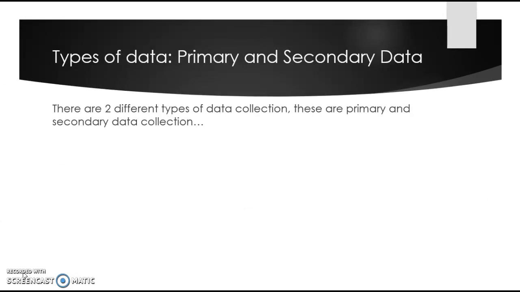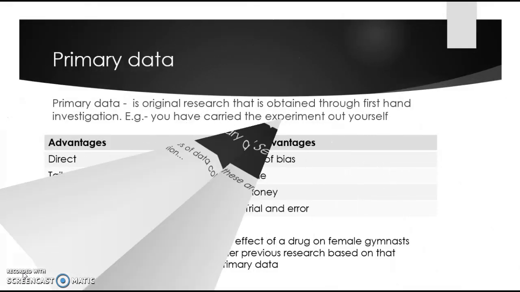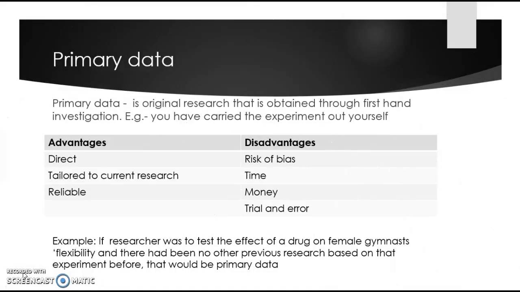There are two different types of data collection, and these are primary and secondary data. Primary data is an original research that is obtained through first-hand investigation, e.g., you have carried out the experiment yourself. The advantages are it is direct, tailored to current research, it is reliable as you have done it yourself, so you know all of the procedures that you went through in order to get your results.